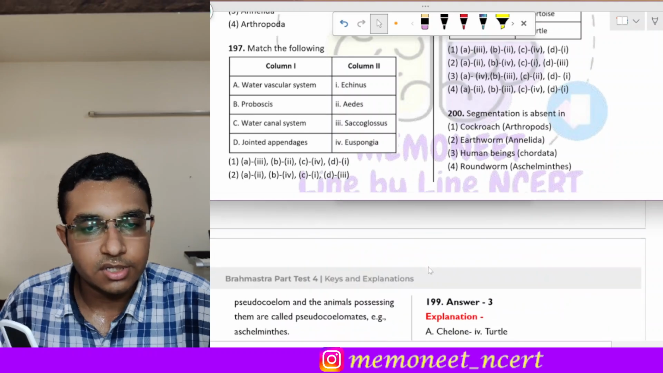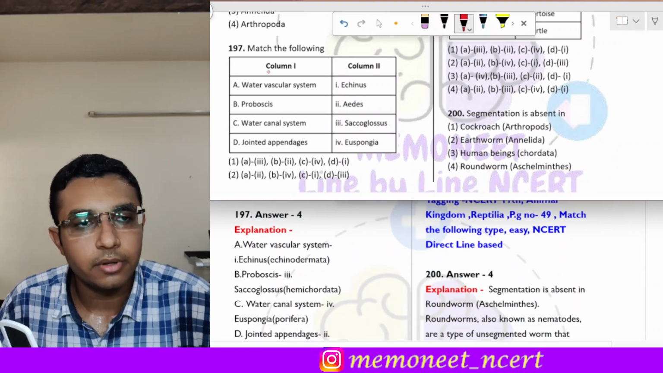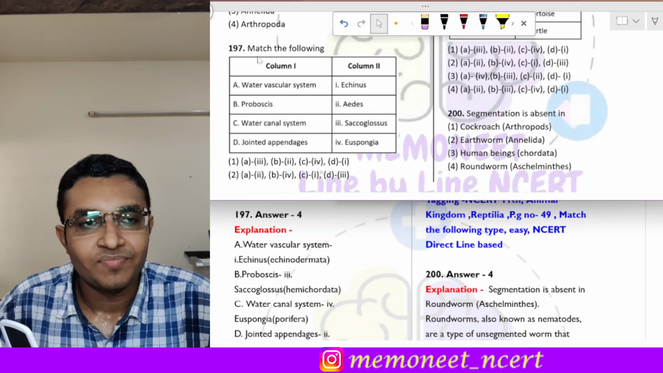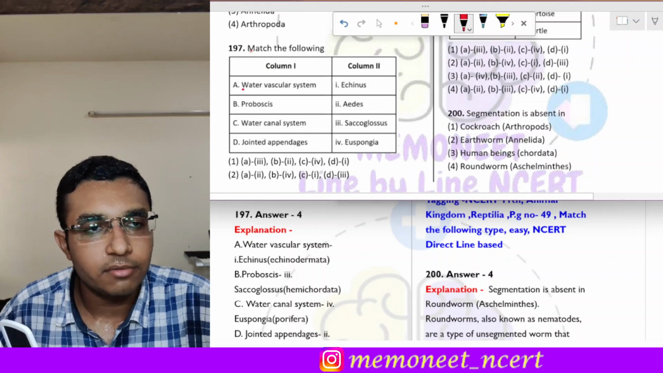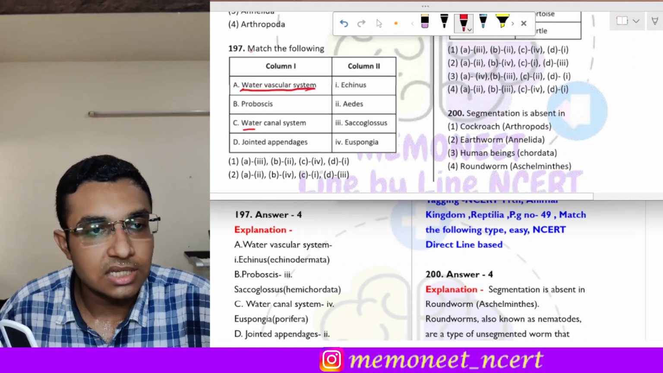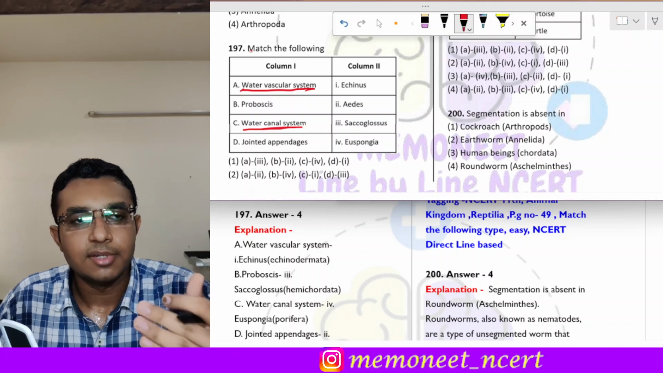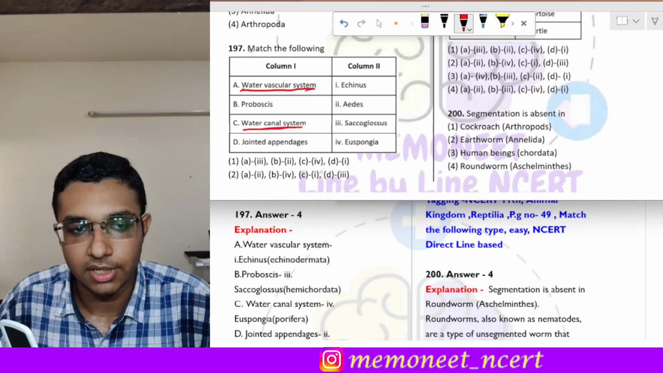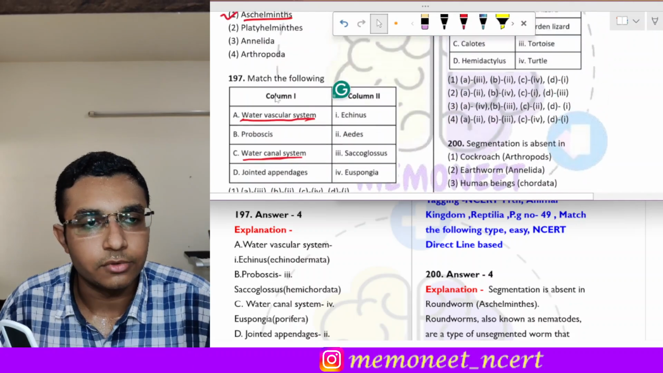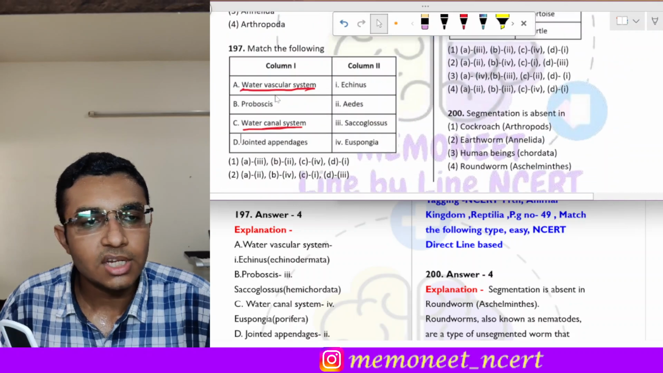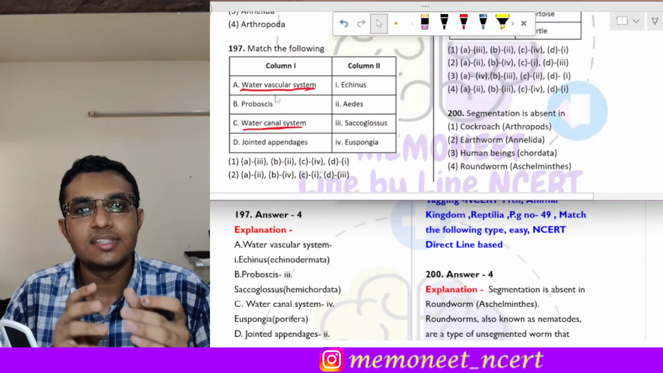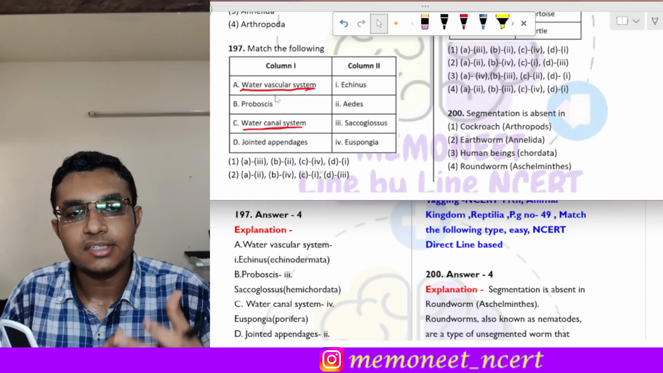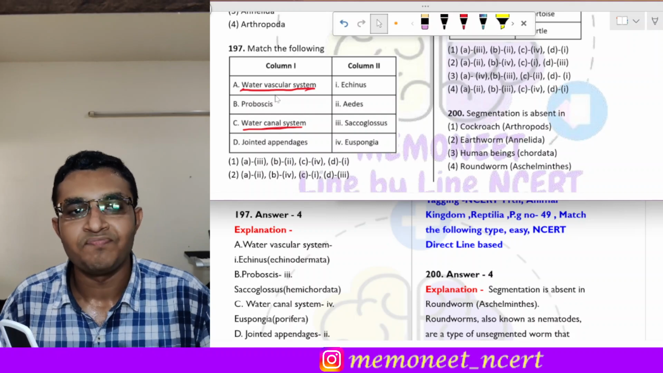Moving on to the next question, that is question number 197. It is a match the following type of question, so let us see the characters and their organisms. First, option A is water vascular system, and option C is water canal system. Now you will be confused about which organism each goes with. There is no need to be confused, just remember it like this: water vascular system is a characteristic feature of Echinodermata and water canal system is a characteristic feature of phylum Porifera.